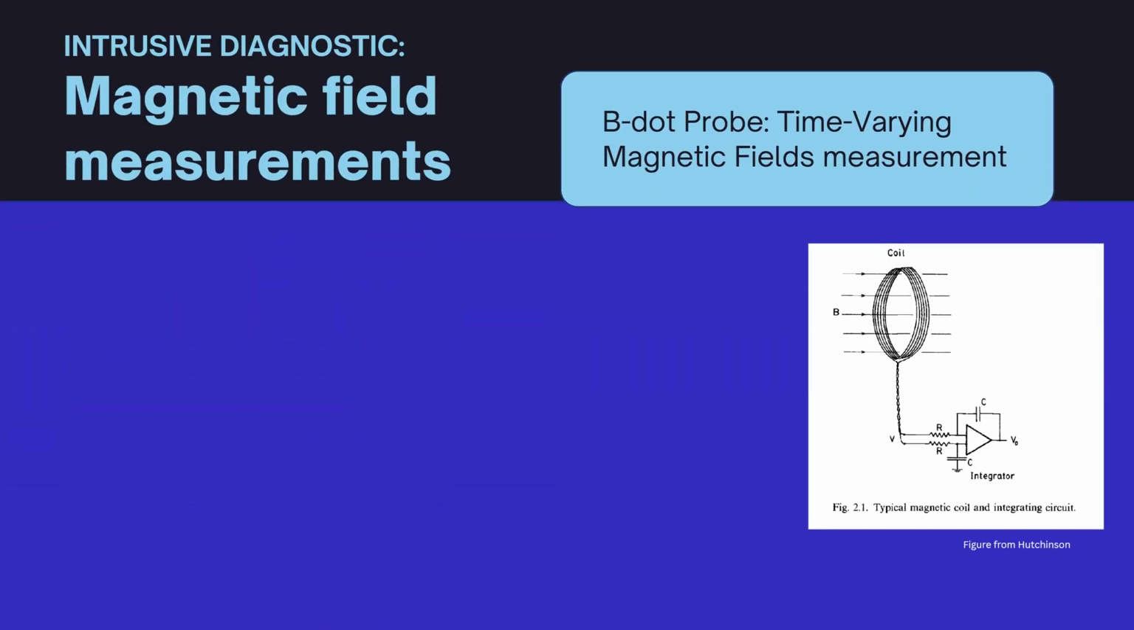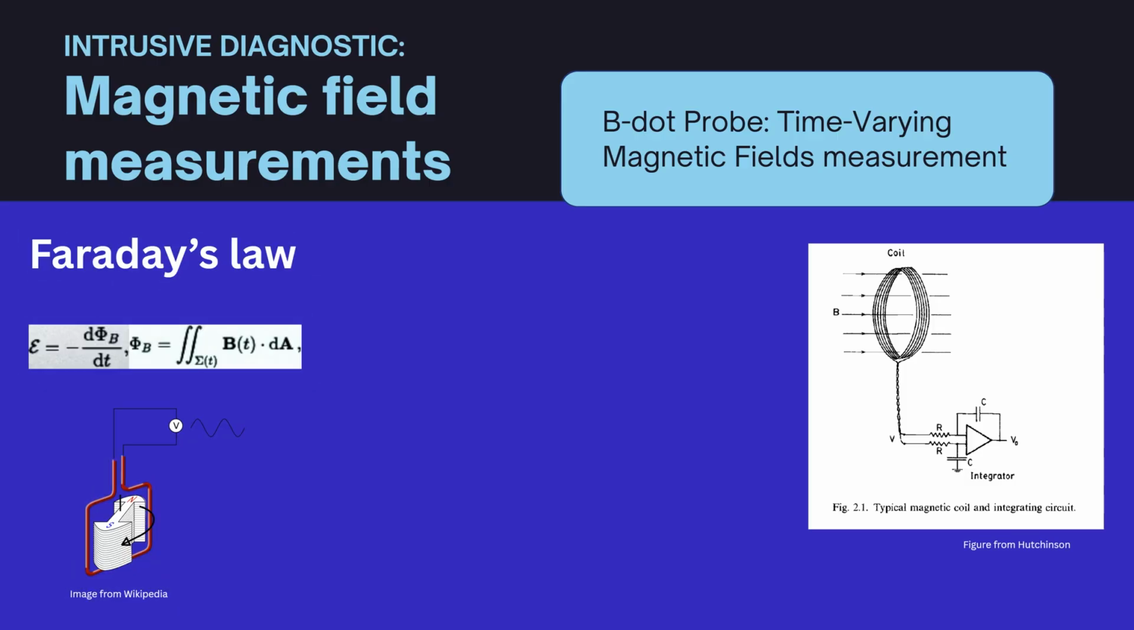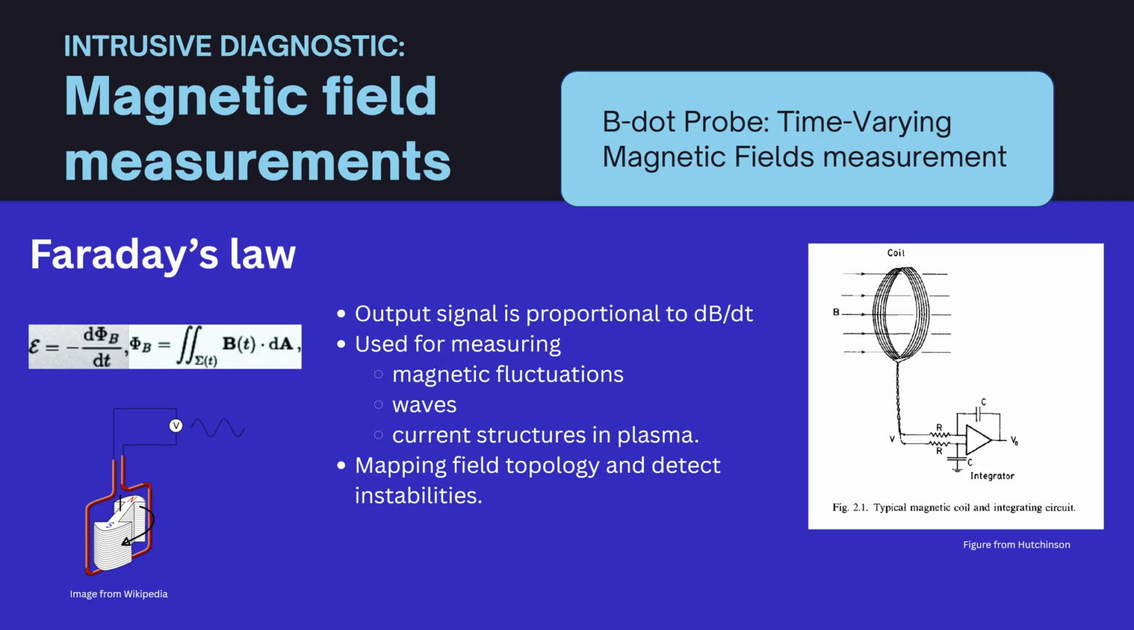A Bdot probe, or magnetic pickup coil, is the workhorse of time-resolved magnetic diagnostics. The principle is based on Faraday's law of induction. A changing magnetic field induces an electric current in a circuit. The probe directly measures the time derivative of the magnetic field. By integrating this signal, we recover the actual B. In experiments, Bdot probes are placed inside the plasma to measure field fluctuations, wave propagation, mode structures, or instabilities. Plasma current can also be inferred from Bdot results.